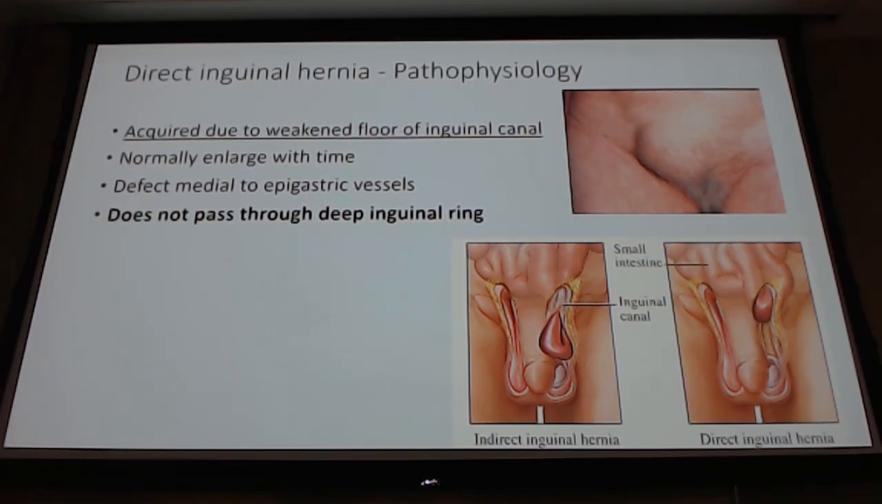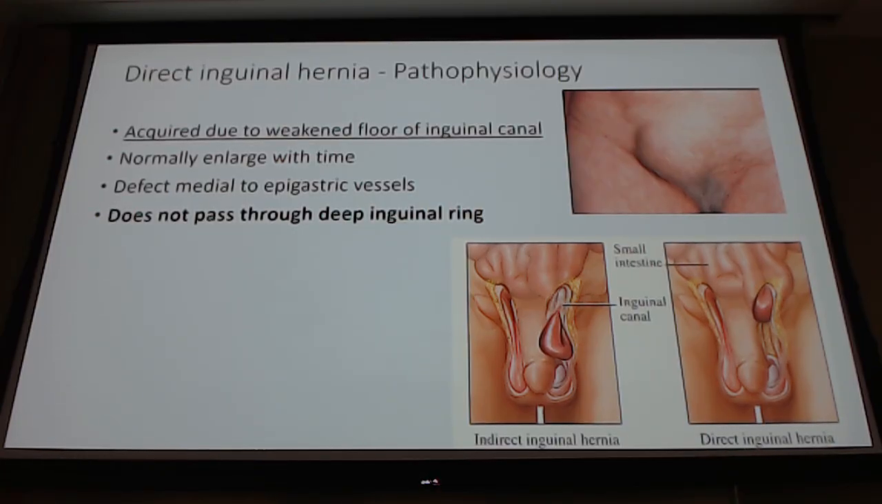Now direct, okay? These pass through the wall. It puts pressure on the wall of the actual canal, not the ends, not the internal or external rings, but the actual wall. That is weak. And so these are medial, within Hesselbach's triangle, and they protrude through the wall of the inguinal canal. So medial to the epigastric, and they do not pass through the deep inguinal ring. They don't. It's never that bad.